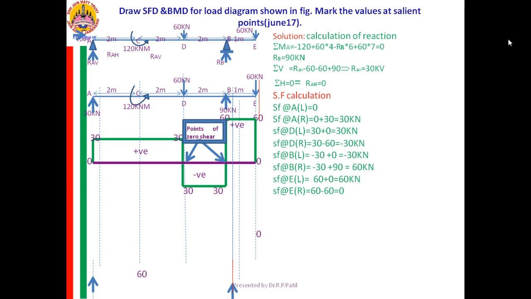Location of it is very easy. One way is, just if you see the diagram, yes, somewhere here the SF is 0. I don't know the location. Write the equation for the SF there and make it equal to 0. You will get the location of that point. The same thing you can do for the bending moment also. Yes. Now we are going for the BM calculation.